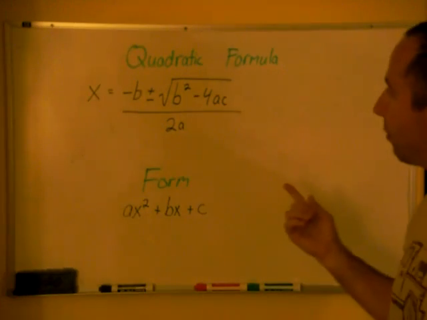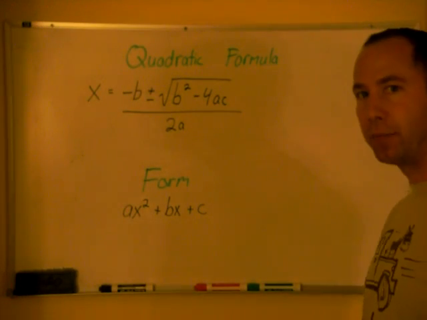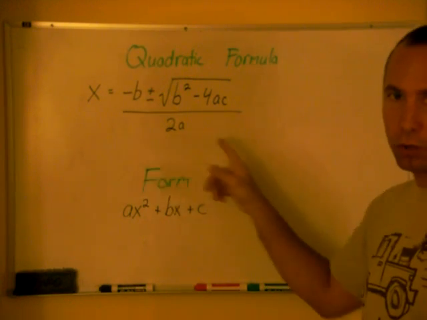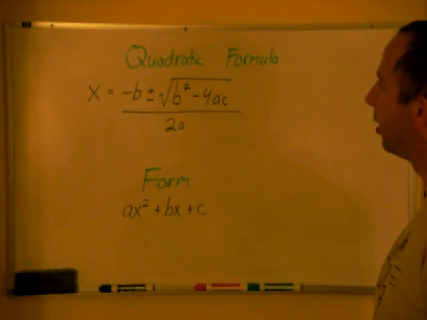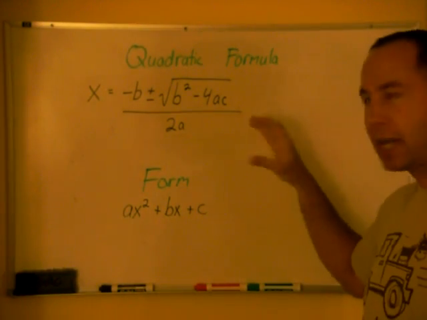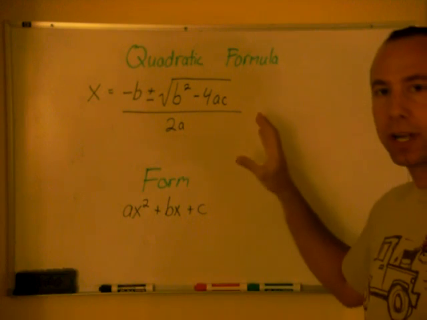As you can see, I wrote the formula on the board: x equals negative b plus or minus the square root of b squared minus 4ac, all over 2a. Okay, so the formula, once you memorize this, is actually pretty easy. We just kind of plug in.